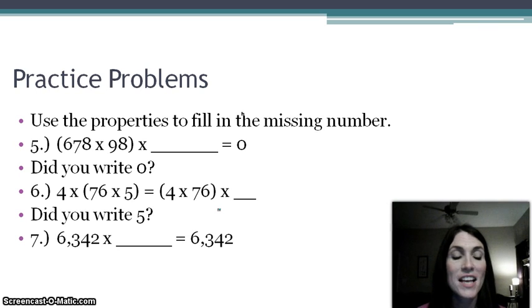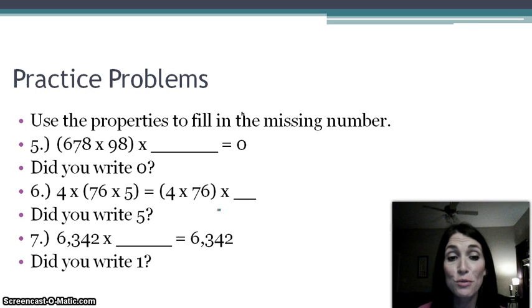Number 7, 6,342 times what equals 6,342? Write it down and maybe challenge yourself to see if you can also write the property. Did you write 1? If you did, that's correct. And if you challenged yourself, the correct property was the identity property of multiplication.